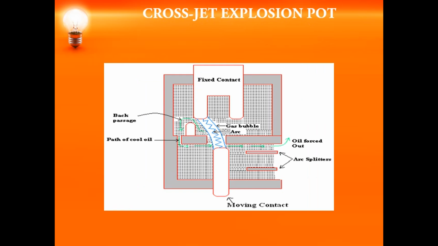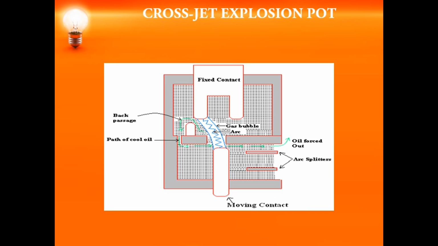Next, coming to the cross-jet explosion pot. As the name tells, here the arc is quenched across and not axially. It is perpendicular. So you have arc splitters. Can you observe here? It is arc splitters. This is a pot. The fixed contact and the moving contact are there.